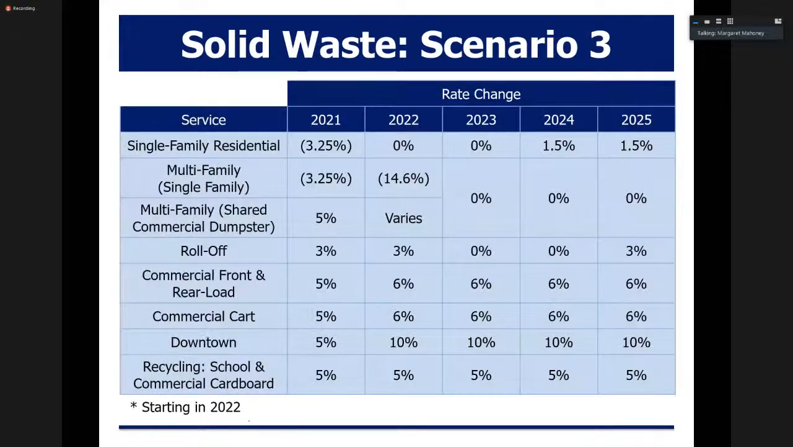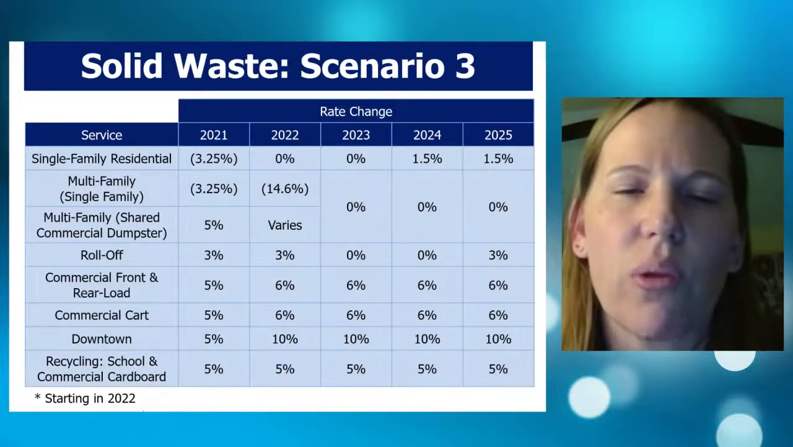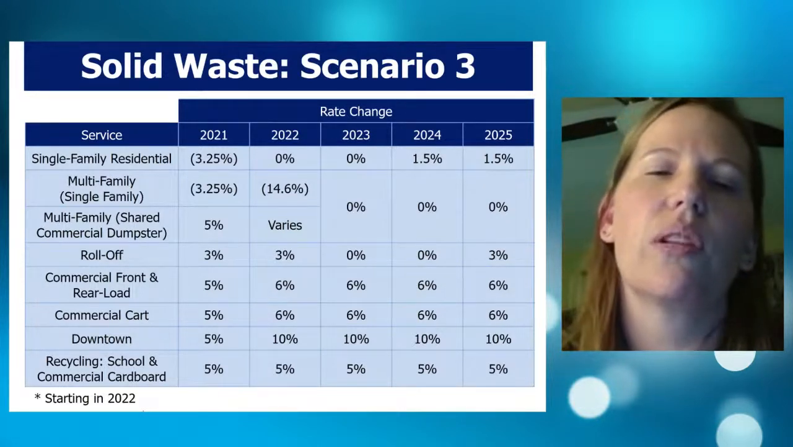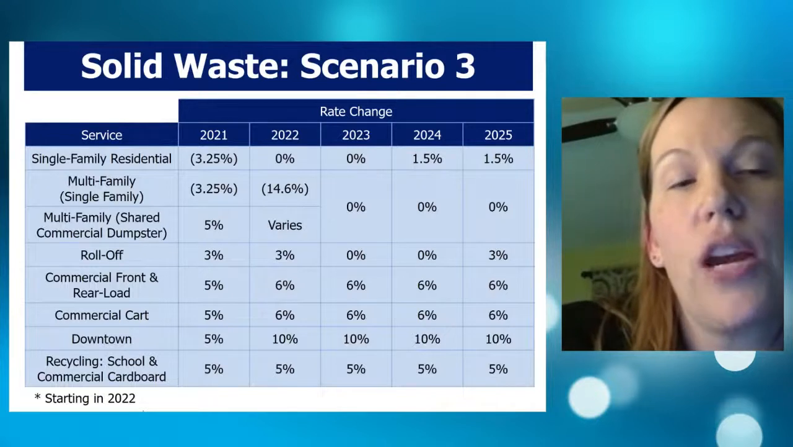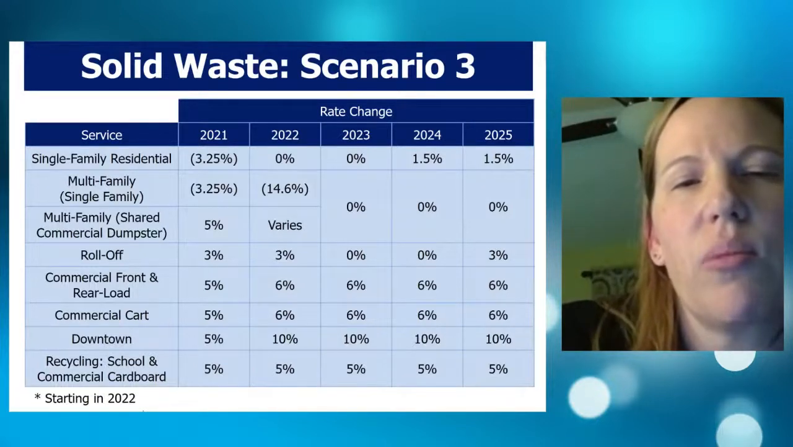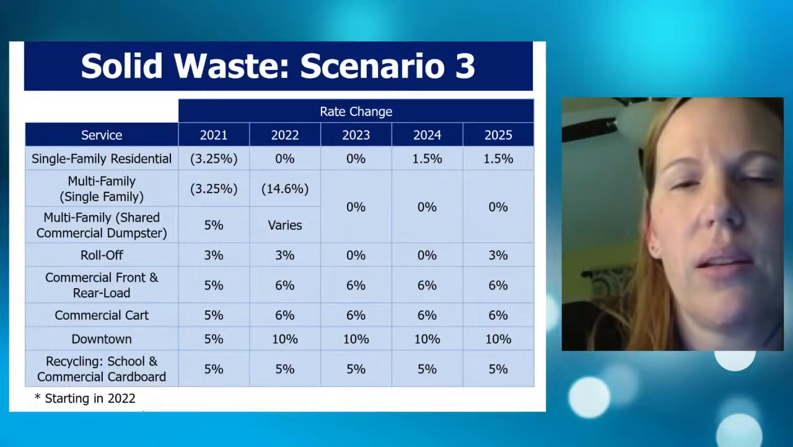And scenario three. So this is a scenario where we looked at scenario one and we have the same increases for commercial and roll-off rates, but we are also acknowledging the overpayment or over-recovery of single-family residential. So we're offsetting the total increase of the commercial and roll-off rates with a reduction to single-family and multifamily rates. So here you'd get a 3.25% decrease to all single-family residential customers in 2021, as well as multifamily customers that pay the single family rate.